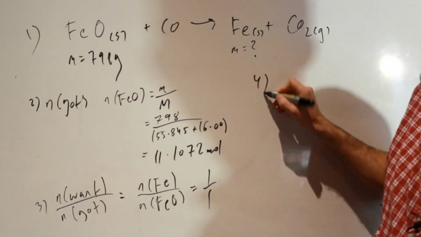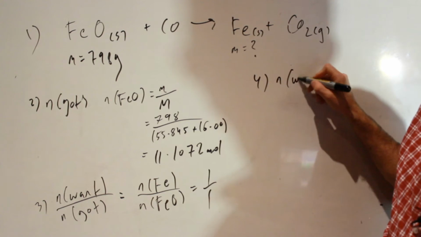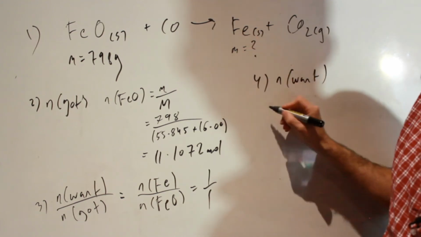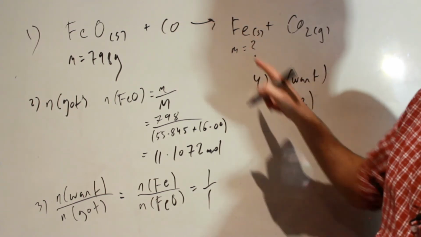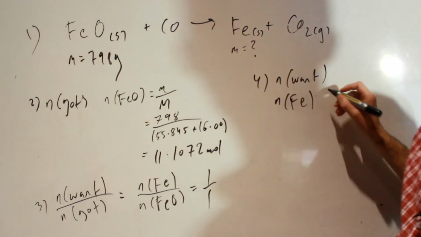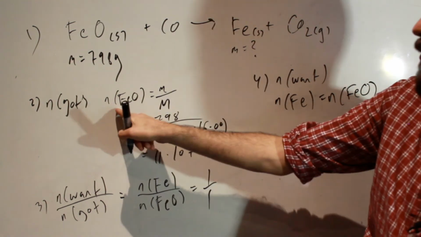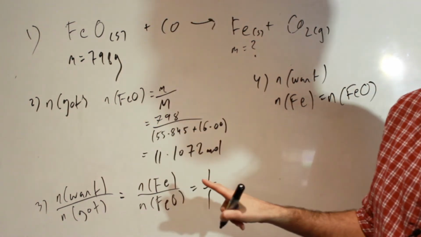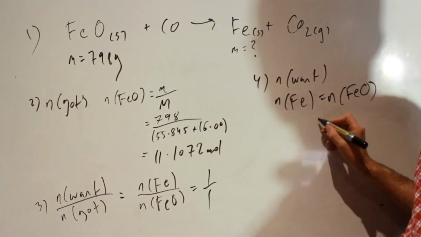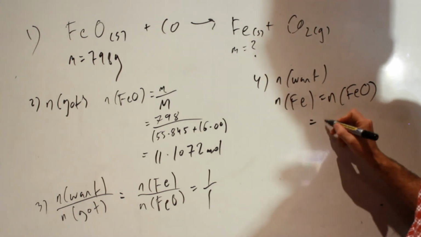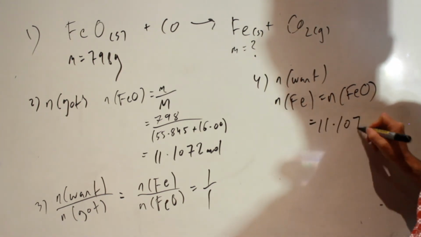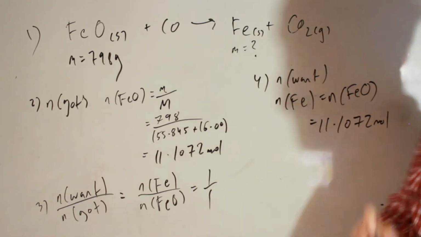So step number 4 is the number of moles of what you want. And what we want is the number of moles of iron. 1 to 1 is the mole ratio, so the number of moles of iron is going to equal the number of moles of iron oxide. The number of moles of iron oxide we have calculated over here, 11.1072 moles. So the number of moles of iron is equal to 11.1072 moles.